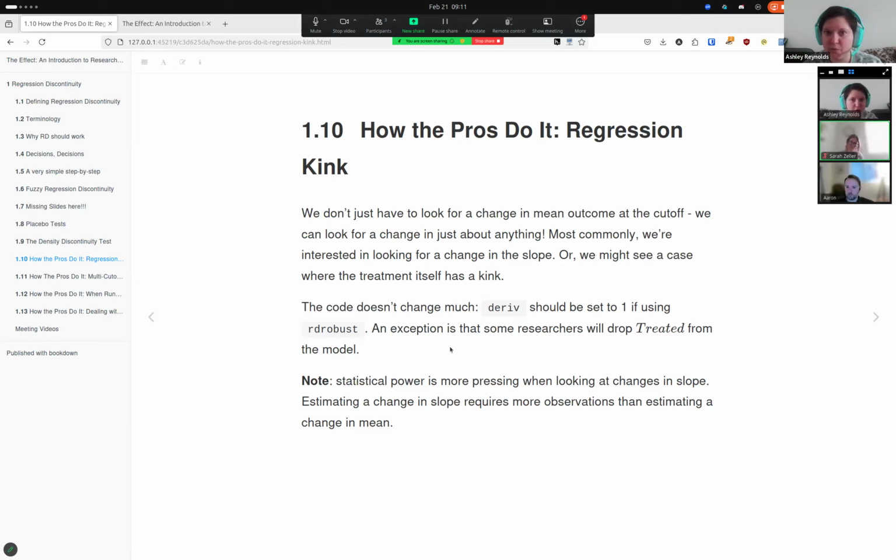One thing to note with changing what it is that you're looking at, whether you're looking at the mean outcome or the slope or whatever else, is that this will change your statistical power. This is particularly concerning when you're looking at changes in slope because estimating a change in slope requires many more observations than estimating a change in mean. So your statistical power is probably going to be of much higher concern here if you're looking at regression kink.